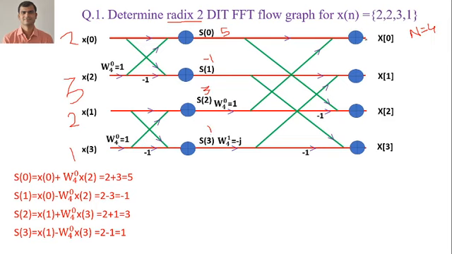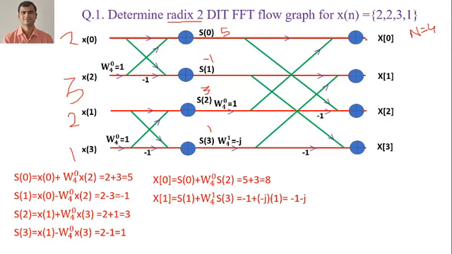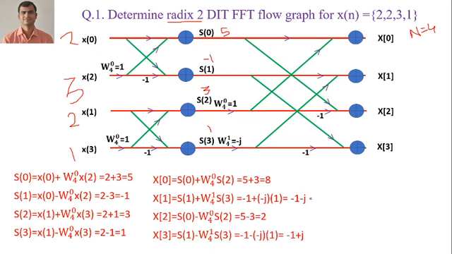Now the next step is what? To calculate the output of the second stage. So x of 0 will be what? S0 plus W41 times S2. So simply it is the addition of S0 and S2, so it becomes 8, that is 5 plus 3. So x of 1 is the addition of S of 1 plus W41 times S of 3. The value of W41 is minus j, so here I have put minus j into 1, so the answer becomes minus 1 minus j. Similarly for x2 and x3.